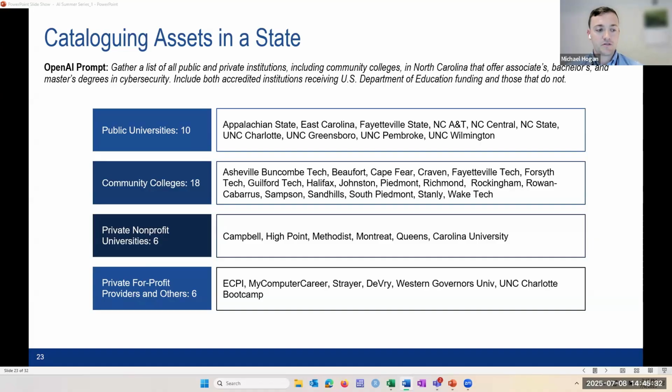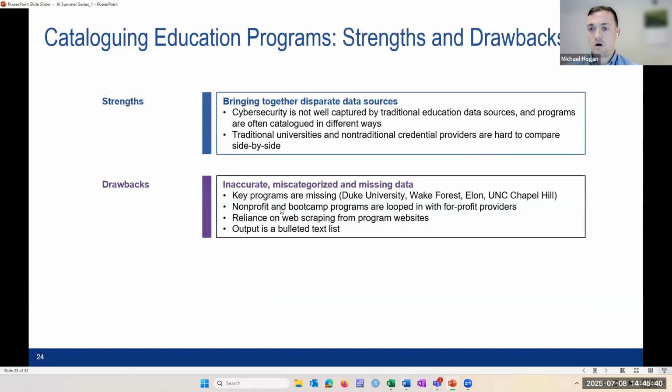So similar, this exercise was something that we were doing in parallel with a project. So we were able to look critically and see some of the strengths and drawbacks. And what we saw was that there was a strength in that it brings together these disparate data sources.